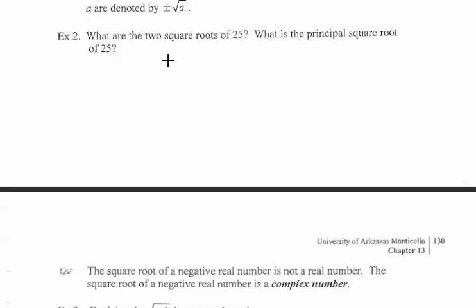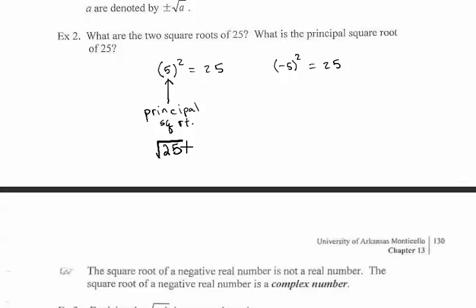So, a new perfect square, 25, and we're asked what are the two square roots? Well, we could take 5 and square it, and we get a 25. Or we could take a negative 5 and square it and get a 25 also. So we can say 25 has two square roots, but the principal square root is this one. It is indicated with our radical symbol and a 25 inside.